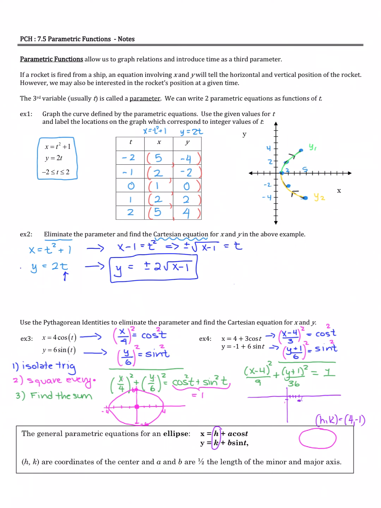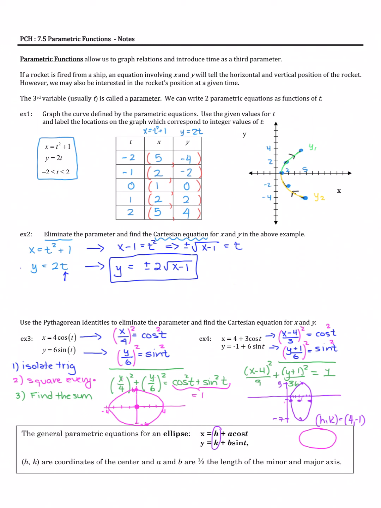So there's my center. And then I'm going to go the square root of 9, which is 3. I'm going to go 3 forward. So that puts me here, and it puts me out at 7. Excuse me. And then the square root of 36 is 6. So once again, that's going to put me up here at 5 and down here at negative 7. And then we just connect the dots. And there's our ellipse. All right.